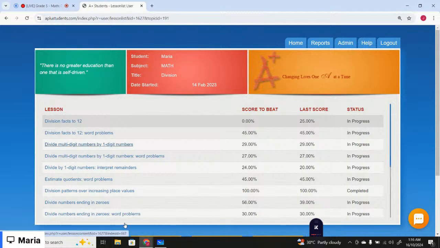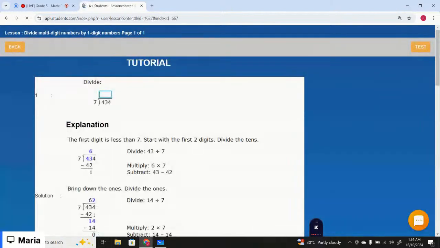Let's just start with the next lesson, that is divide multi-digit numbers by one-digit number. So you have more than one-digit numbers, you have to divide them, right? That is the long division method. You need to divide them using the long division method, right? 434 divided by 7.